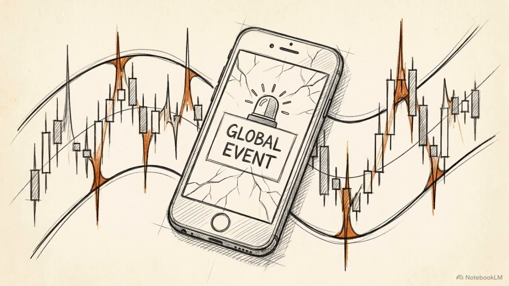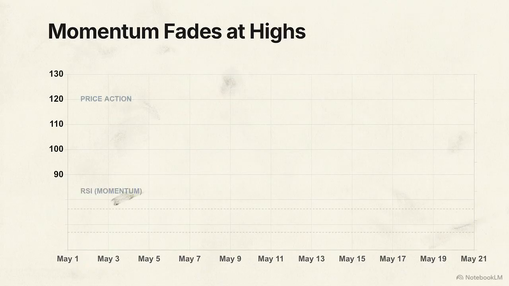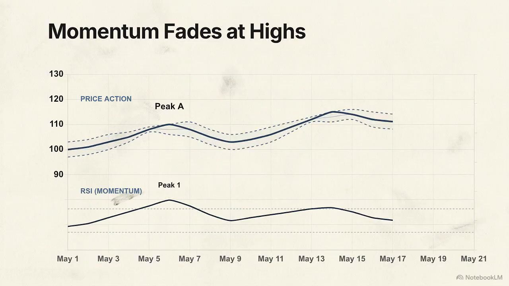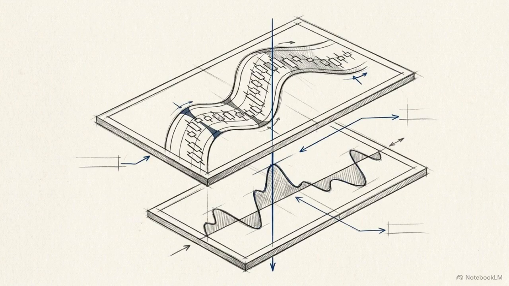Relying solely on a band touch during high-impact news events can lead to false signals, as momentum can push price through the bands temporarily. Adding the Relative Strength Index, or RSI, provides a secondary check on price momentum to confirm these signals. Look for a setup where the price hits the upper band while the RSI shows a bearish divergence, making lower highs while the price makes higher highs. This suggests the upward momentum is fading. Combining a volatility indicator with a momentum filter increases the probability that a reversal signal is valid.